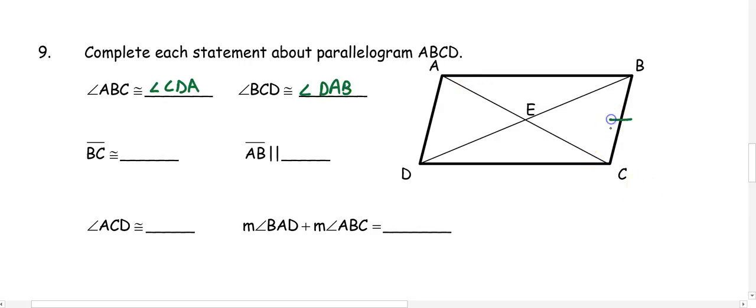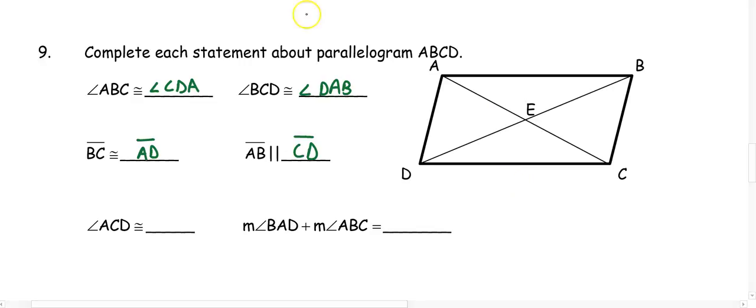BC is congruent to, so remember in parallelograms the opposite sides are congruent, so BC would have to be congruent to AD. And the next one we have that AB is parallel to, well, the opposite side from AB is CD, so it must be parallel to CD.